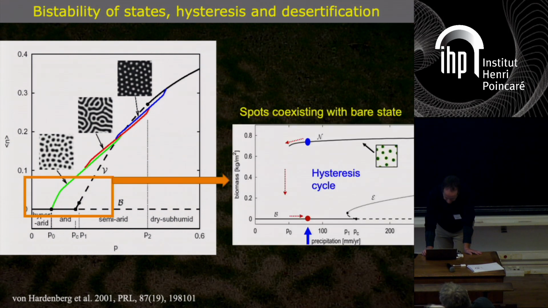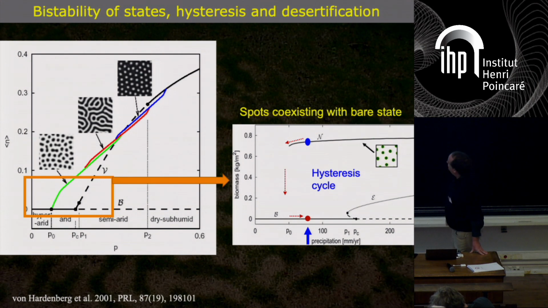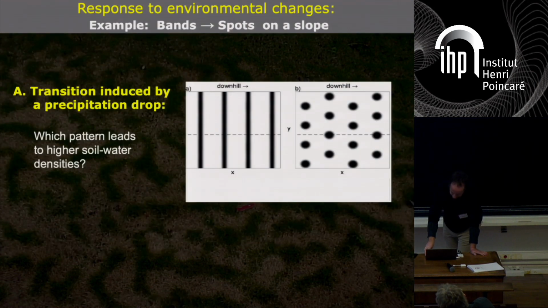But this is also interesting because it opens the possibility to study problems like hysteresis cycles. Originally, for example, the obvious thing you could do is to interpret this coexistence of a bare state and a vegetated state as a possible simple mechanism for desertification. There are other things which you can do. You can, for example, play with transitions in these systems, which leads to some interesting considerations.